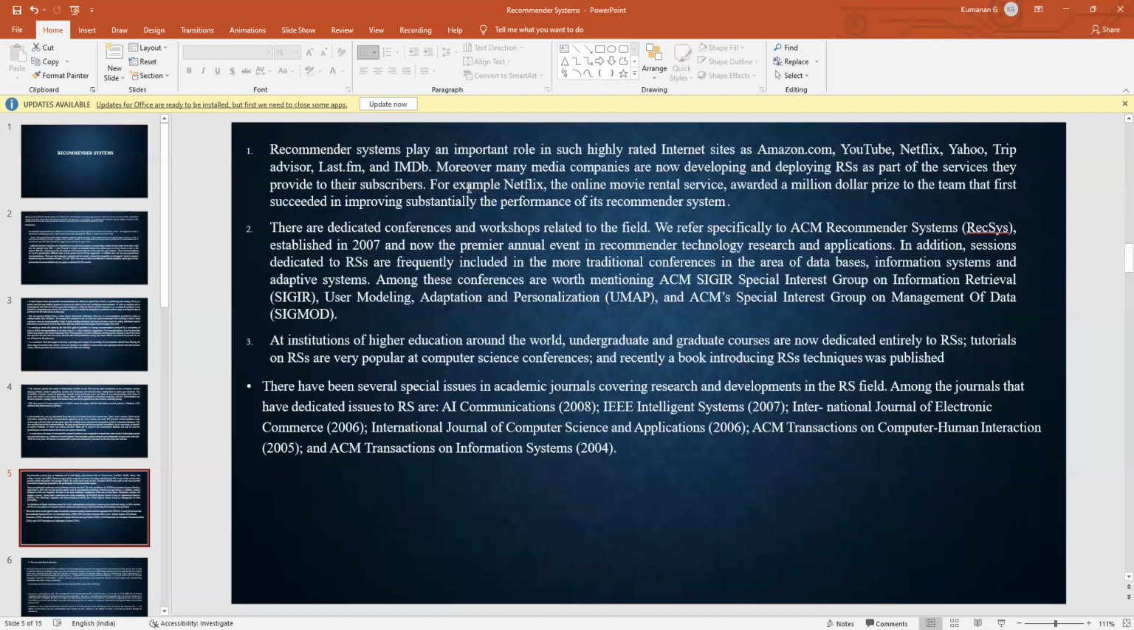Among the journals that have dedicated issues to recommender systems are AI Communications in 2008, IEEE Intelligent Systems 2007, International Journal of Electronic Commerce 2006, International Journal of Computer Science and Applications 2006, ACM Transactions on Computer-Human Interaction 2005, and ACM Transactions on Information Systems 2004.